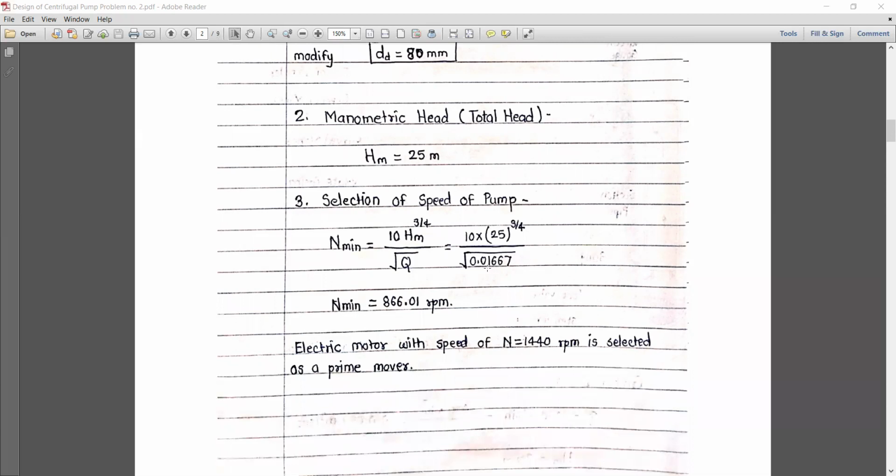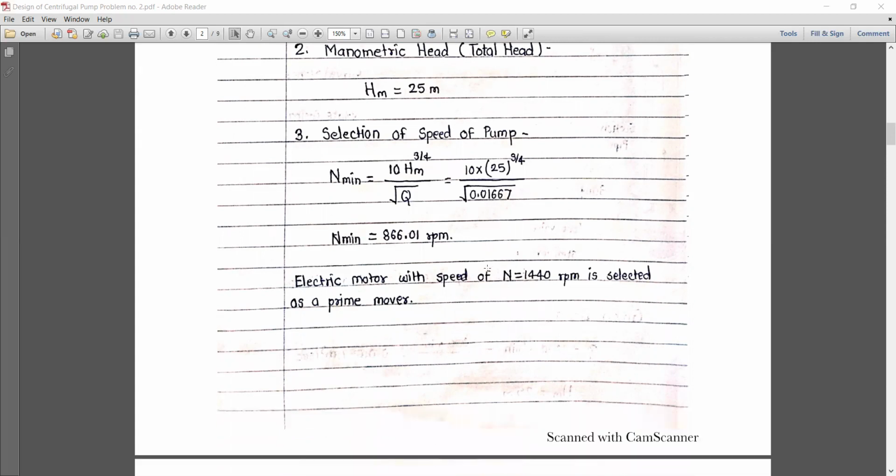Next one, the total head or manometric head, which is given, that is 25 meter. Now we can go for calculating the speed of pump. With the help of the equation, minimum speed is equal to 10 Hm raised to 3 by 4 divided by square root of Q. So putting the value of Hm and Q, what we get?